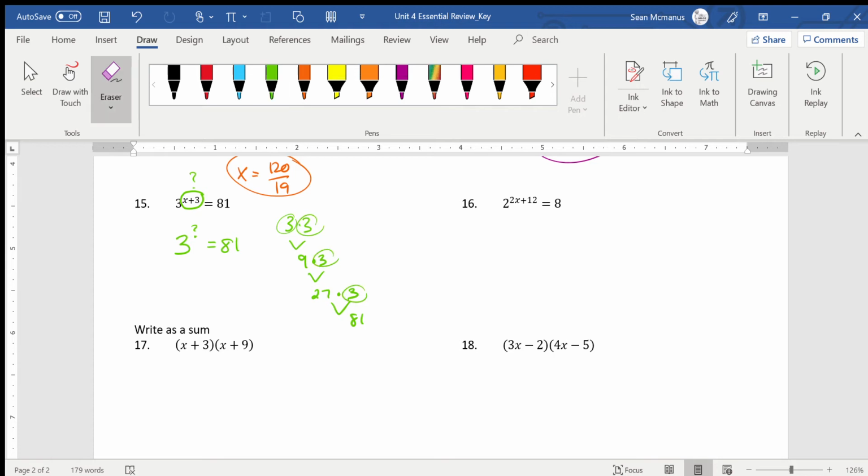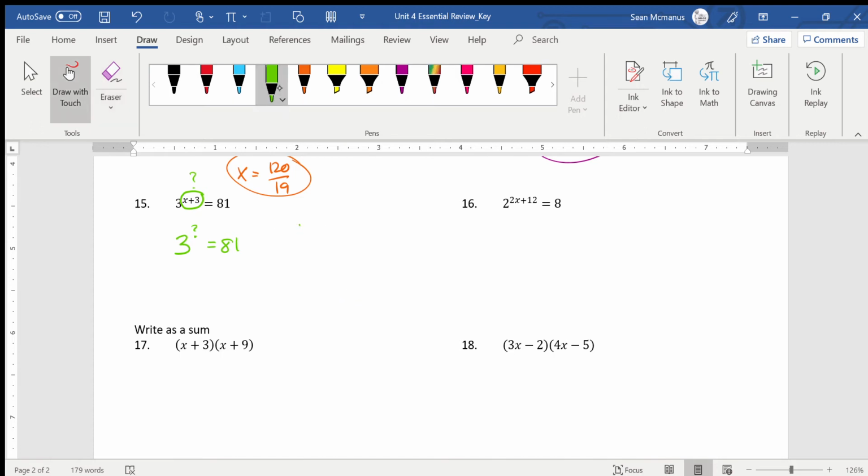Right? Another way I could think of it, actually maybe this would be easier, right? I know 81 is 9 times 9. Right? Which is, each 9 is 3 times 3. Right? So 81 is 3 to the 4th power. So I know that this question mark has to be 4. It's 3 to the 4th power.